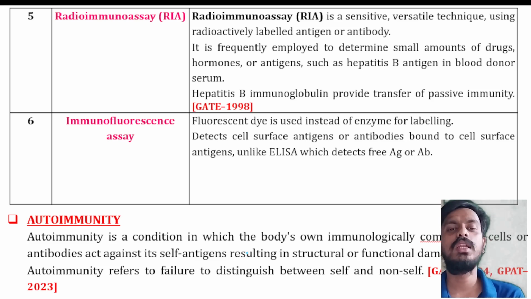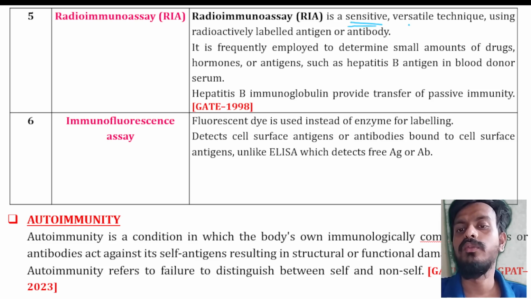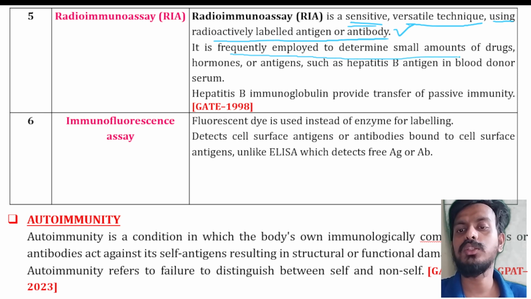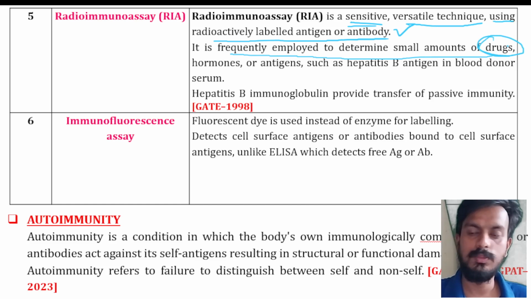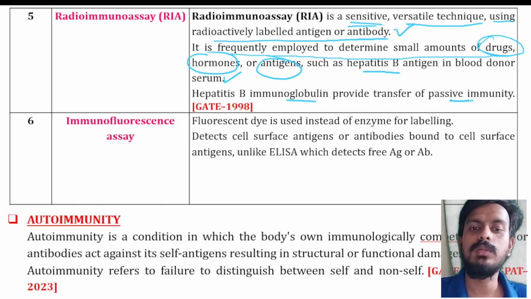Next is RIA, that is radioimmunoassay. Radioimmunoassay is a highly sensitive, versatile technique using a radioactively labeled antigen or antibody. It is frequently employed to determine small amounts of drugs, hormones, and antigens such as hepatitis B antigen in blood or serum. Hepatitis B immunoglobulins provide a transfer of passive immunity.